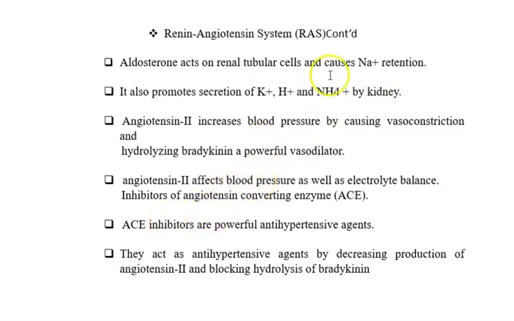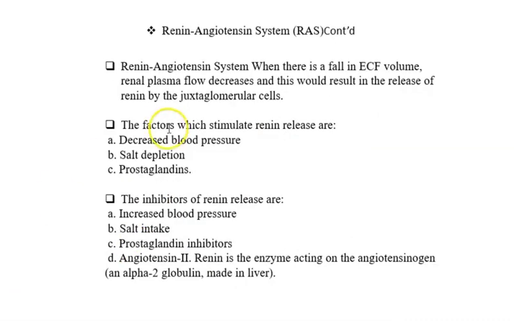the secretion of renin and even alter the process. So let's look at those factors. The factors which stimulate renin release are decreased blood pressure, salt depletion, prostaglandins. The inhibitors of renin release are increased blood pressure, salt intake, prostaglandin inhibitors.